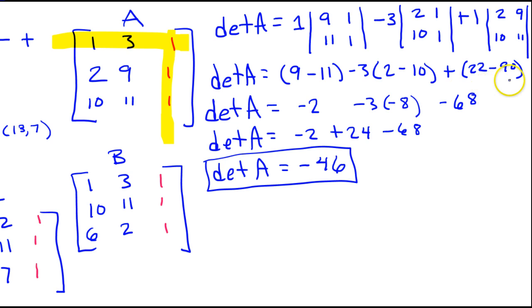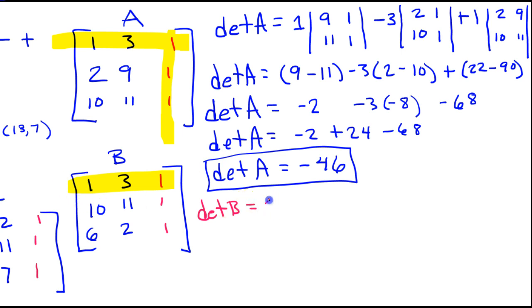All right, I did the rest of those calculations off camera, but I'm sure you can follow through and see that the determinant of A is negative 46. Now I'm going to do the same thing for matrix B. So I choose row 1 for my cofactors because I like the fact that it has two 1s in it. So here I go for the determinant of matrix B.